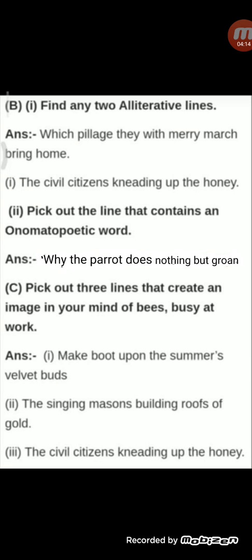Pick out three lines that create an image in your mind of bees busy at work. Make boot upon summer's velvet bird. The singing mason building roofs of gold. The civilian citizens kneading up the honey. This makes a picture in our mind that the bees are working.